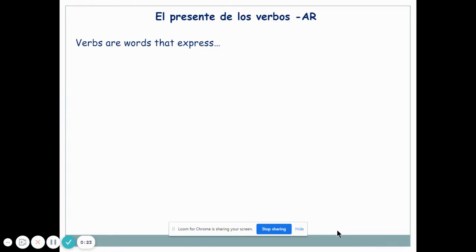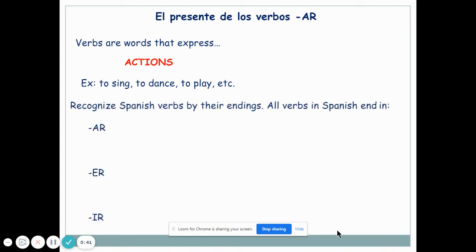So just to remember, what is a verb? Verbs are words that express actions, yes. For example, to sing, to dance, to play. If you notice, there's 2 words to talk about verbs in English. In Spanish, the verbs end in ar, er, and ir. We are going to see some examples.